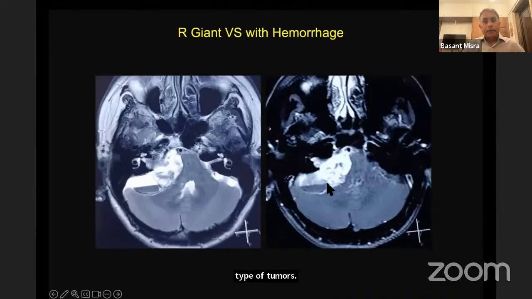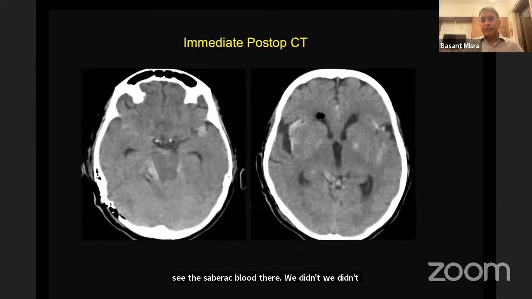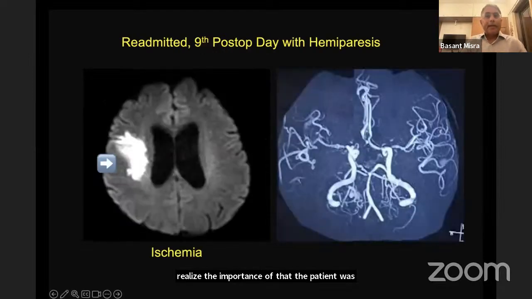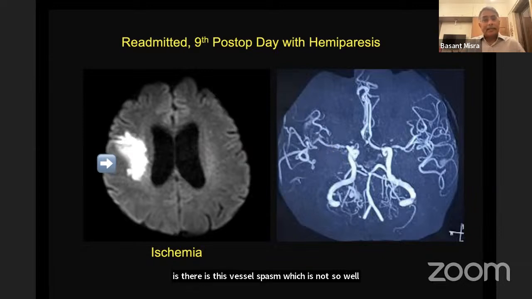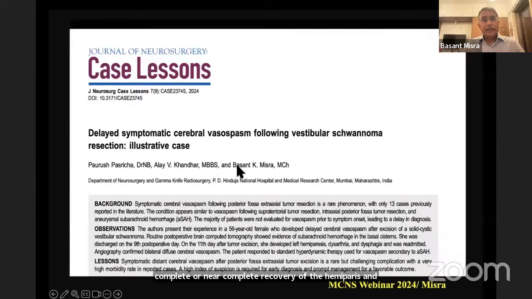Post-operative, now this is a more recent patient, giant tumor with hemorrhage into the tumor. We operated, patient was all right post-op, but you can see the subarachnoid blood there. We didn't realize the importance of that. The patient was discharged, I think 4th or 5th day, to come back for stitch removal. And the day he came back, he had a left hemiparesis, significant hemiparesis. You see the MRI, you can see there is the infarct, and there is this vasospasm, which is not so well described in the literature. Again, fortunately, the patient improved, with complete or near complete recovery of the hemiparesis at 2 months, and this was published in Case Lessons, Journal of Neurosurgery.